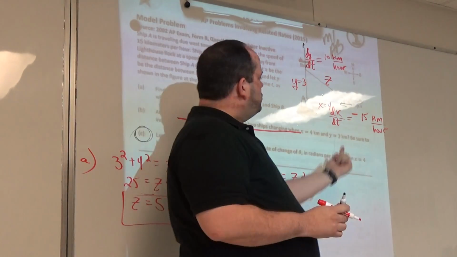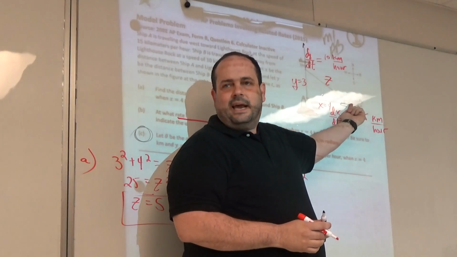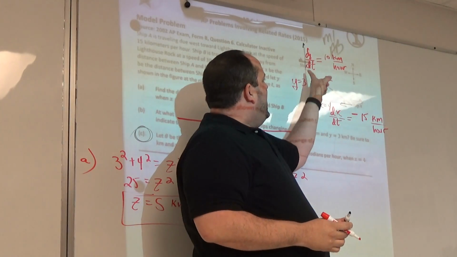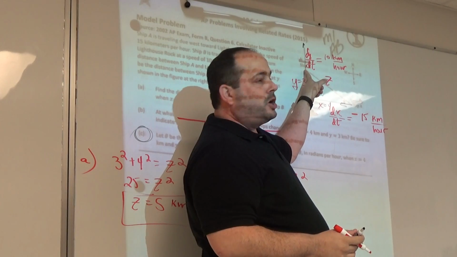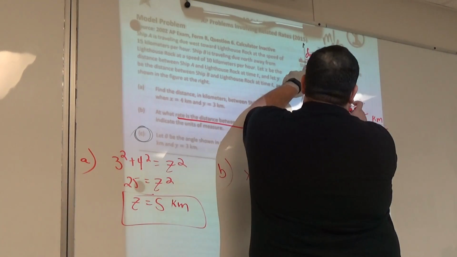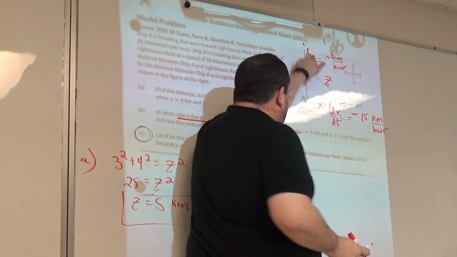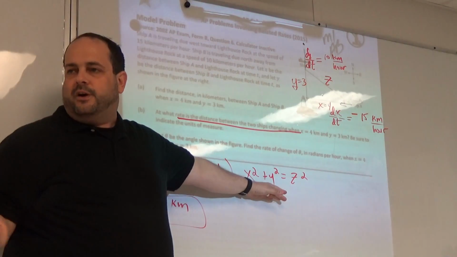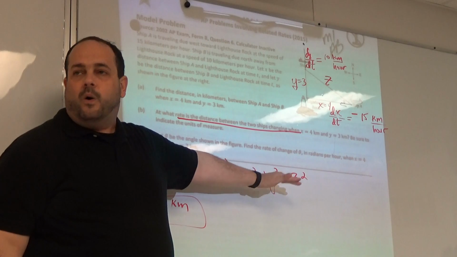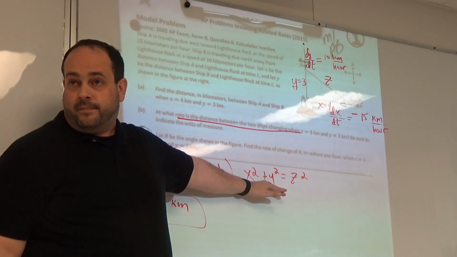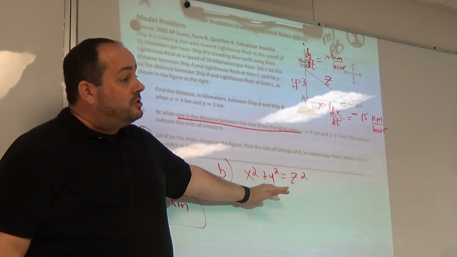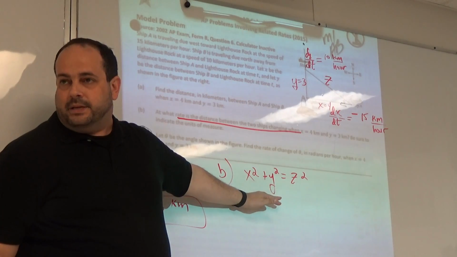No matter how ship A moves, as long as it's heading west, and as long as ship B does nothing but go north, no matter where they are, don't we still have a right triangle? Okay? Because you're always going to have a right triangle, you always get to use the Pythagorean Theorem. And this is what we're going to take the derivative of. This is the new piece.